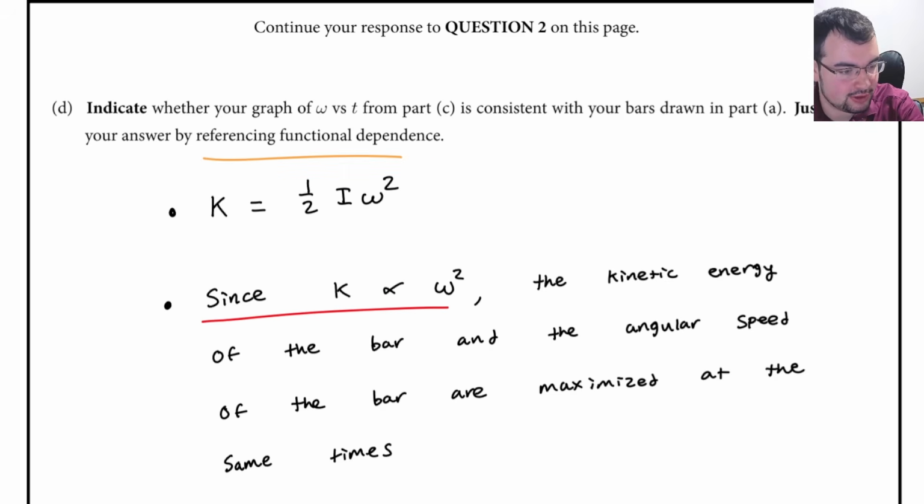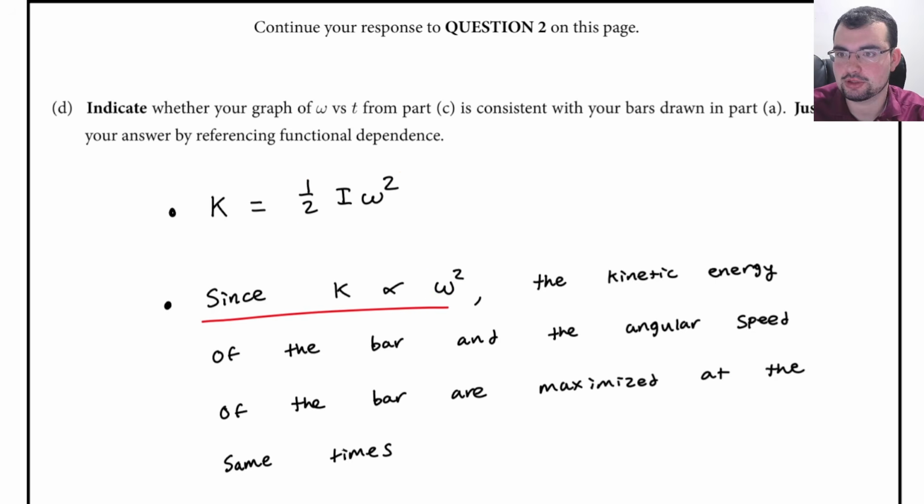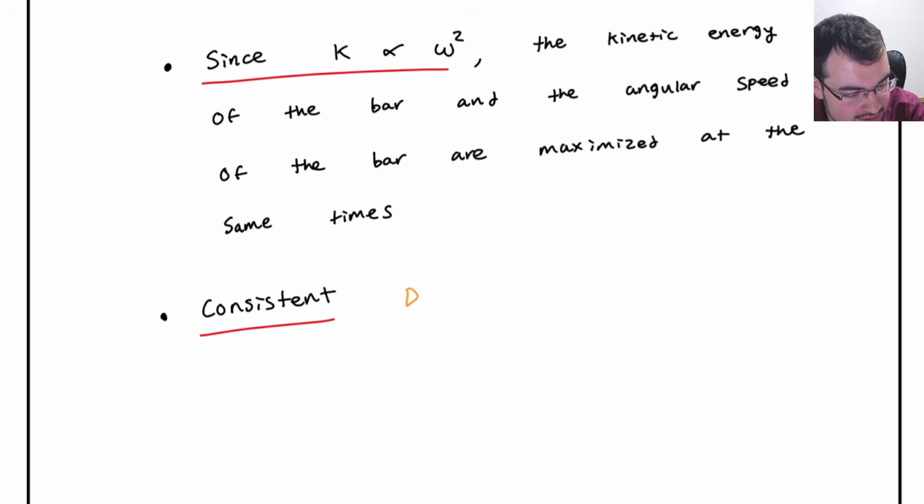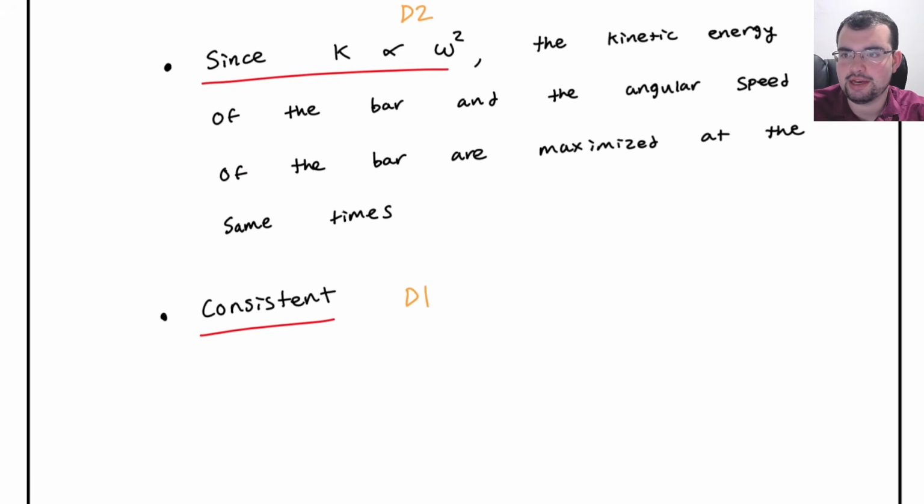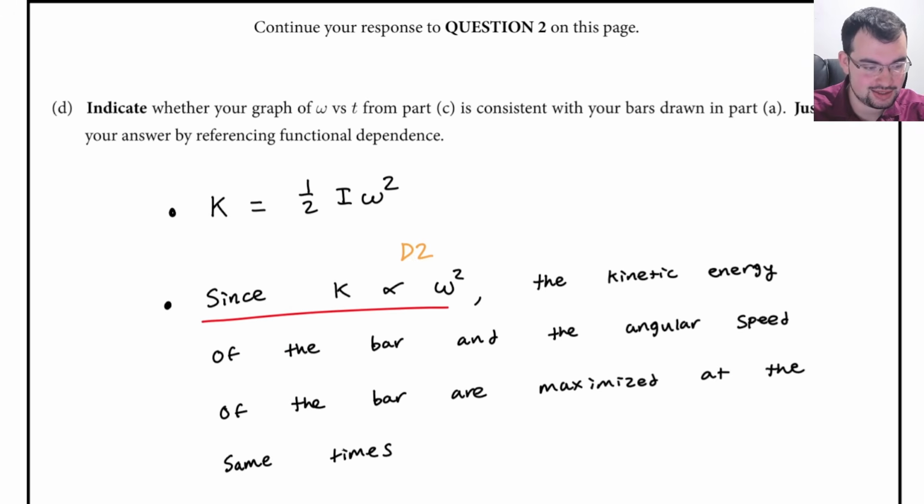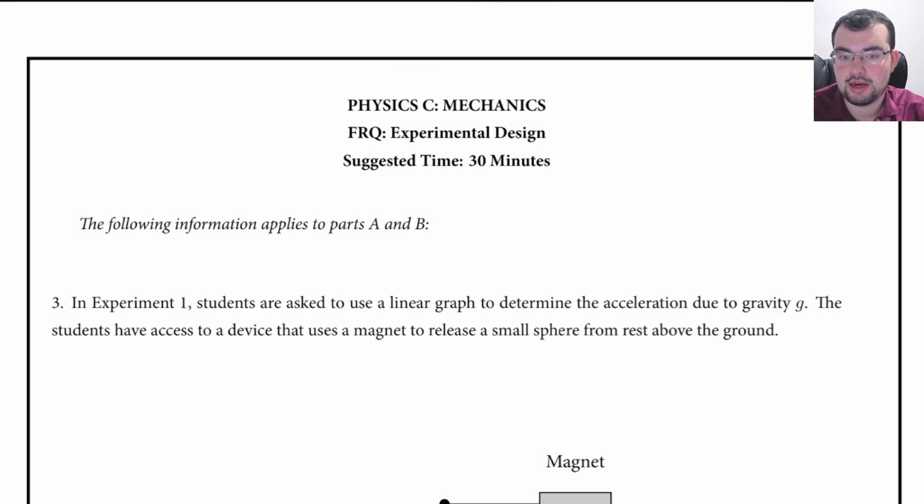Now, it did say referencing functional dependence. You shouldn't say they have to line up. You have to specifically say this relationship or this proportionality. You have to say kinetic energy is proportional not to omega, but to omega squared. So we needed that. So correctly identifying consistency gets you D1, and omega squared relationship gets you D2. You can even get the consistency point if it wasn't consistent, as long as you say so. To get D2, you just have to say this fact. So it is possible to earn D2 without D1.